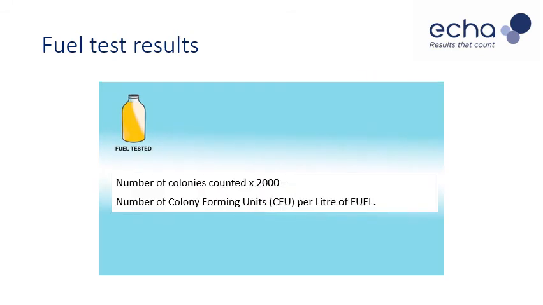When testing fuel, it is normally possible to count the number of colonies present. So the number of CFU per litre can be calculated. This is the number of colonies counted times 2000. Note, convention has always dictated that whereas for water, contamination is expressed as CFU per milliliter, for fuel samples, contamination is generally expressed as number of CFU per litre. Make sure you know how the results are expressed when reading test reports.